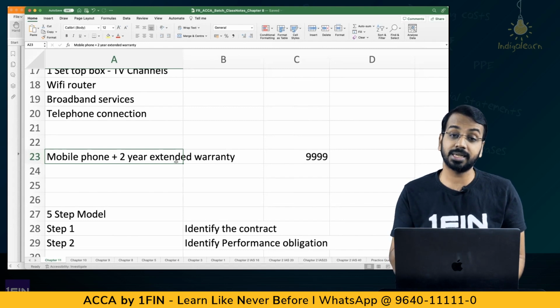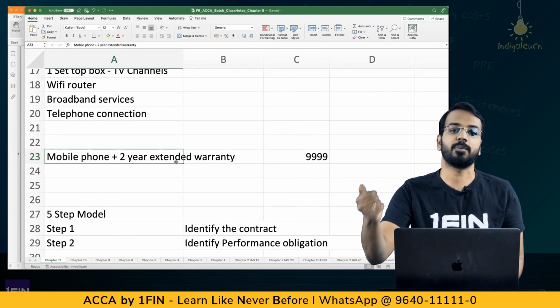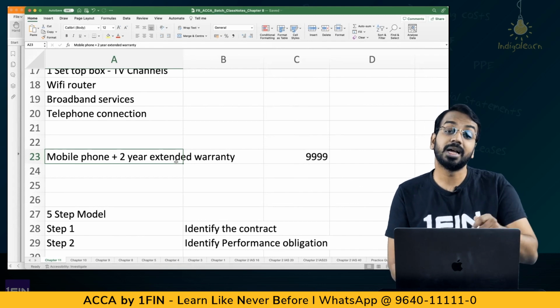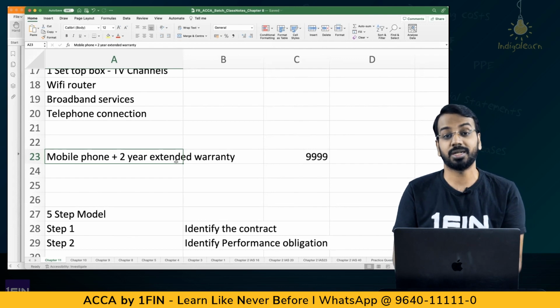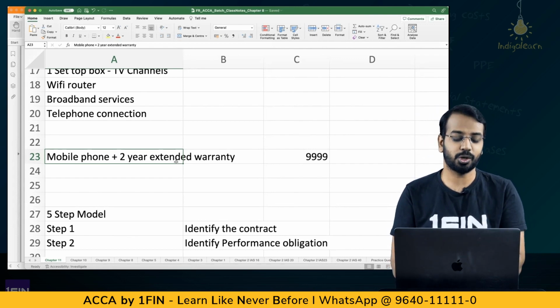So in some cases, you go to the shop, and the moment the shopkeeper hands you the product, the performance obligation is completed. In cases like online purchases, till the time the customer receives the product in the condition he wants, the performance obligation is not completed.